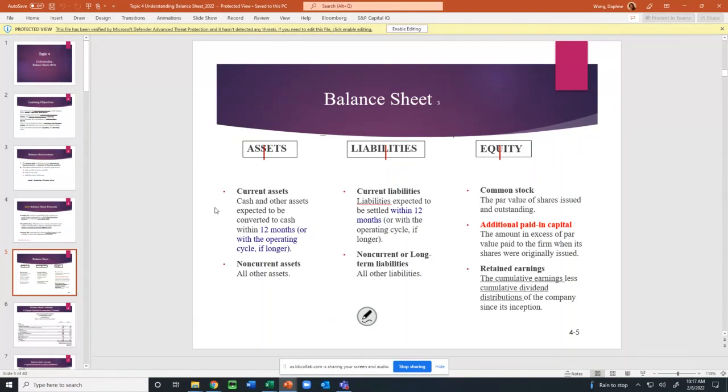So cash is cash. Cash doesn't need to be converted to cash, right? What's the next? If a company has some savings account, CD, they can expire in 1 month, 3 months. They can easily convert, right? What's the next?